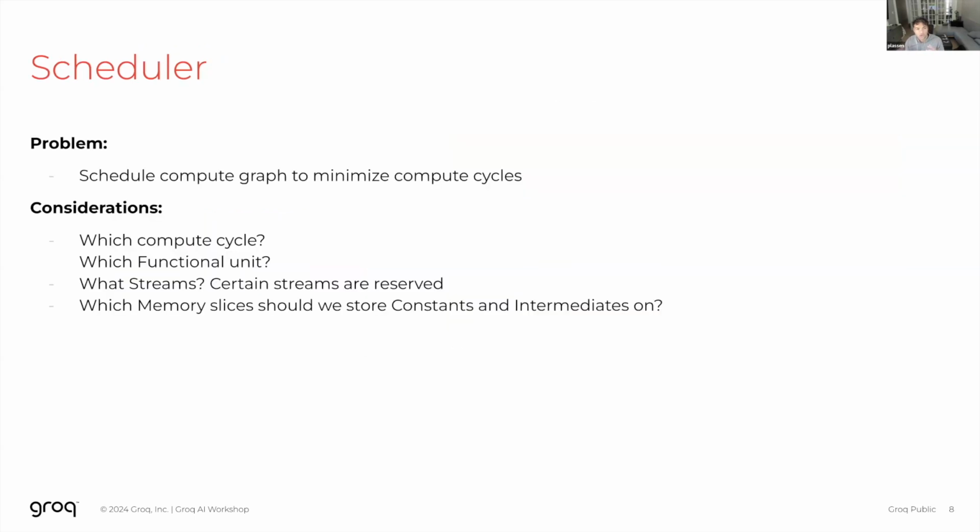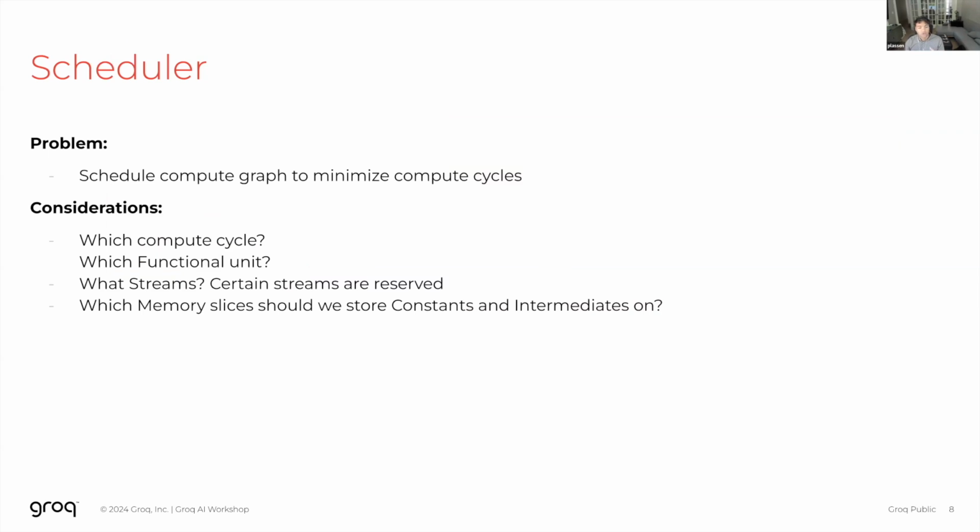The back end's job is really to schedule this compute graph to minimize the number of compute cycles. We have to figure out which compute cycle we are going to place an instruction on. Which functional unit are we going to use? We have multiple MXMs, some in the Eastern Hemisphere, some in the Western Hemisphere. So we have a choice there.